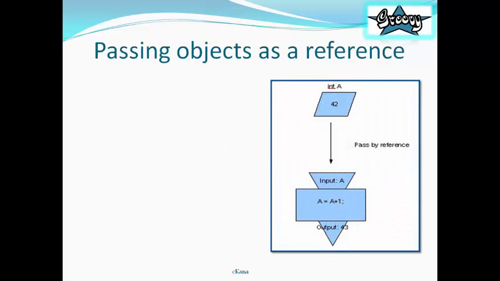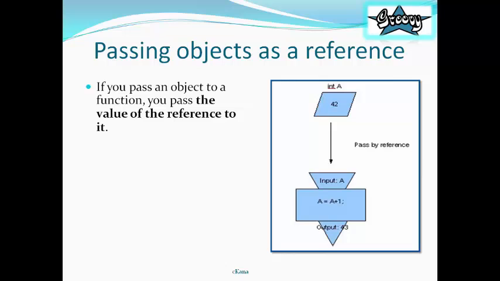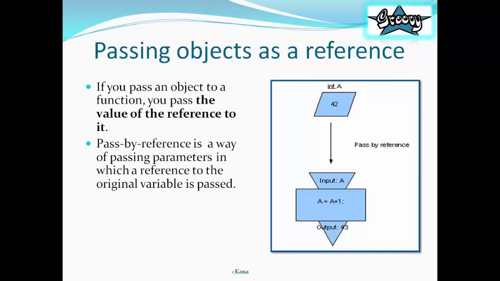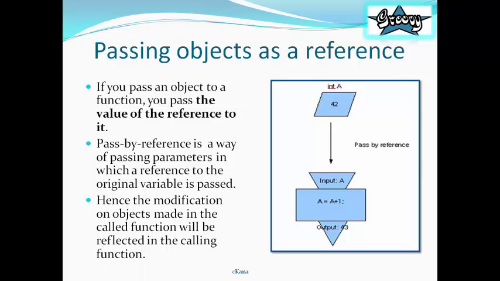On the other hand, when an object is passed with the function, the memory location of the actual argument is shared in pass by reference. So if you pass an object to a function, you pass the value of the reference to it. Pass by reference is a way of passing parameters in which a reference to the original variable is passed. Hence, the modification on the object made in the called function will be reflected in the calling function.